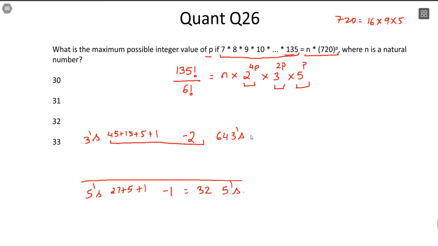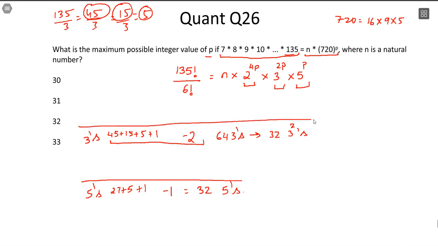64 threes are available, and therefore 32 3 squares are available. I hope you know how I'm doing this: 45, 15, 5. This is something very simple. You do 135 by 3, you get 45. 45 by 3, you get 15. 15 by 3, you get 5. The numbers that you write down this way, I'm directly writing because that can be done in your head as well. So I have 32 3 squares which I needed. I have 32 fives which I needed.